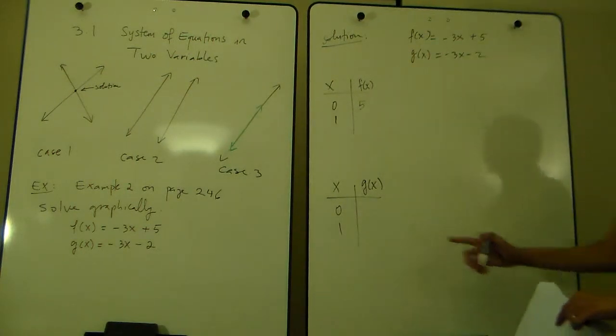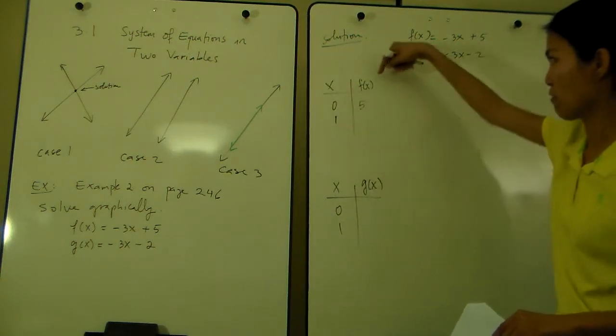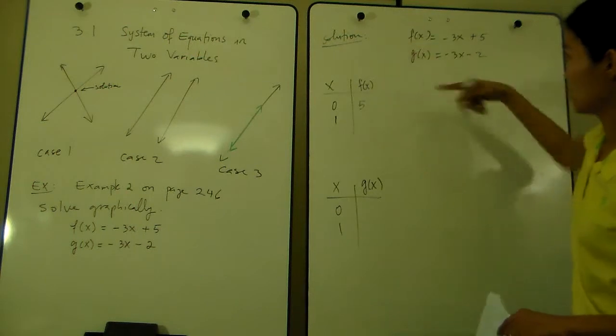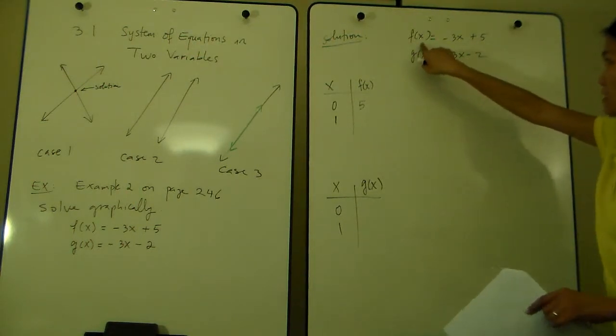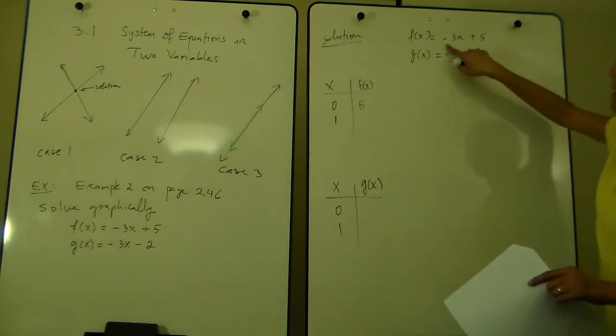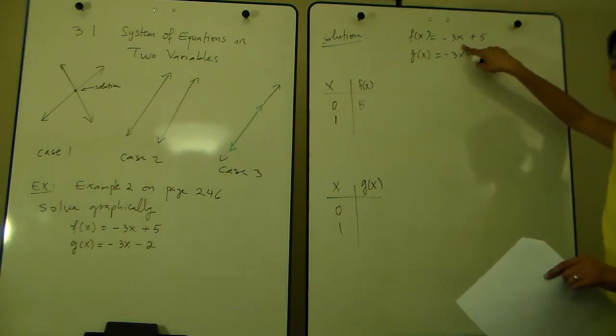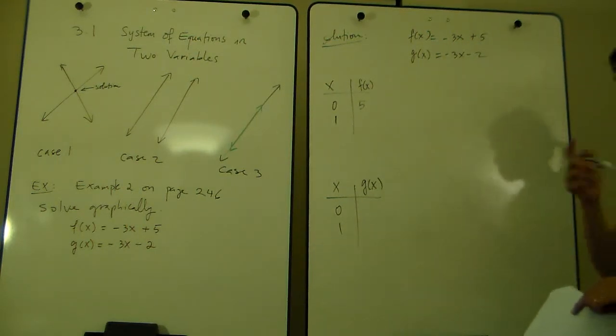Same procedure. When x is 1, substitute for f of x, you have f of 1. So what is f of 1? Replace 1 for x. So x is right here, so replace 1 here. Negative 3 times 1 is negative 3. So negative 3 plus 5 is 2.